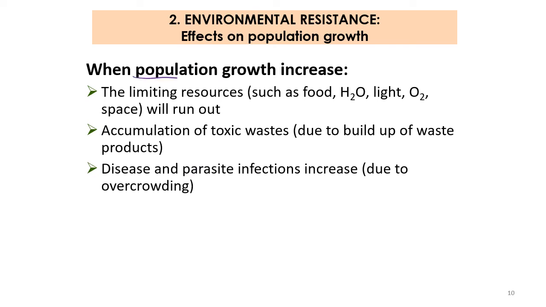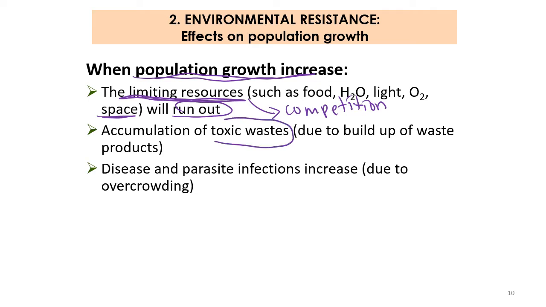When the population grows, the food, the water, and also the space will run out. This will cause the resources to be limited, so this can cause competition between the species. Other than limiting resources, when the population grows, the toxic waste will also increase. When the toxic waste increases, then diseases and parasite infection can also increase.